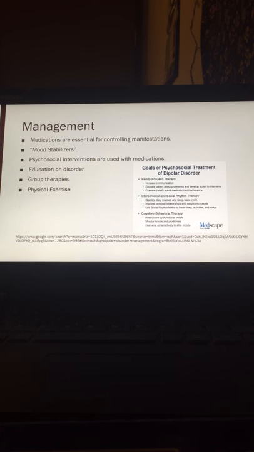And let's say an individual switches medications or goes back on a medication, it usually takes 2 to 3 weeks for the medication to stabilize the mood. So that's important to remember also.